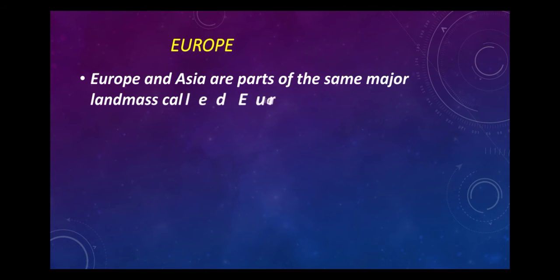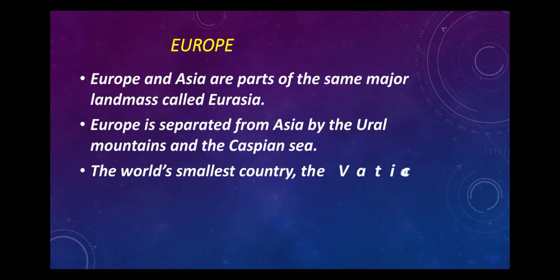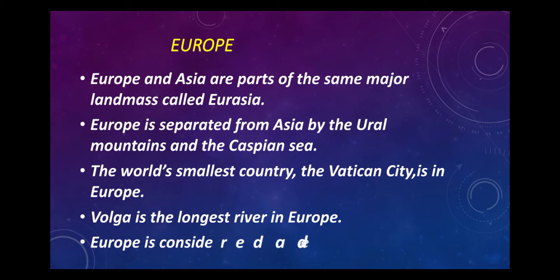Europe. Europe and Asia are part of the same major landmass called Eurasia. Europe is separated from Asia by the Ural Mountains and the Caspian Sea. The world's smallest country, Vatican City, is in Europe. Volga is the longest river in Europe. Europe is considered a desertless continent.